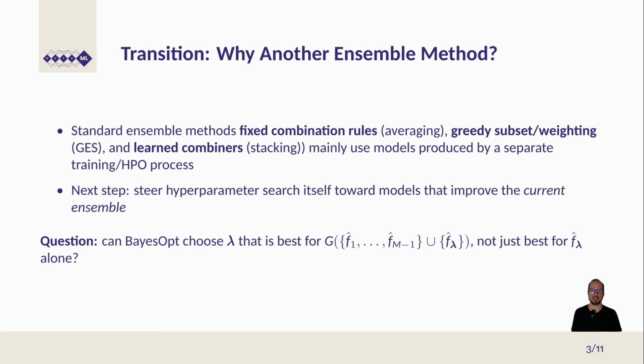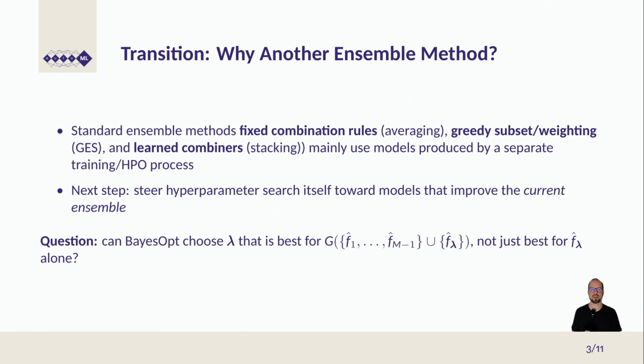Okay, so why do we need another ensemble method? So the standard methods mainly use models produced by a separate training and HPO process. This means we have two separate processes. One is the AutoML and hyperparameter optimization process. Then we have the separation. And then we have post hoc ensembling, where we actually take the learned models, the library, in order to build an ensemble. And here we actually want to change this and actually steer the hyperparameter search itself towards models that improve the current ensemble.